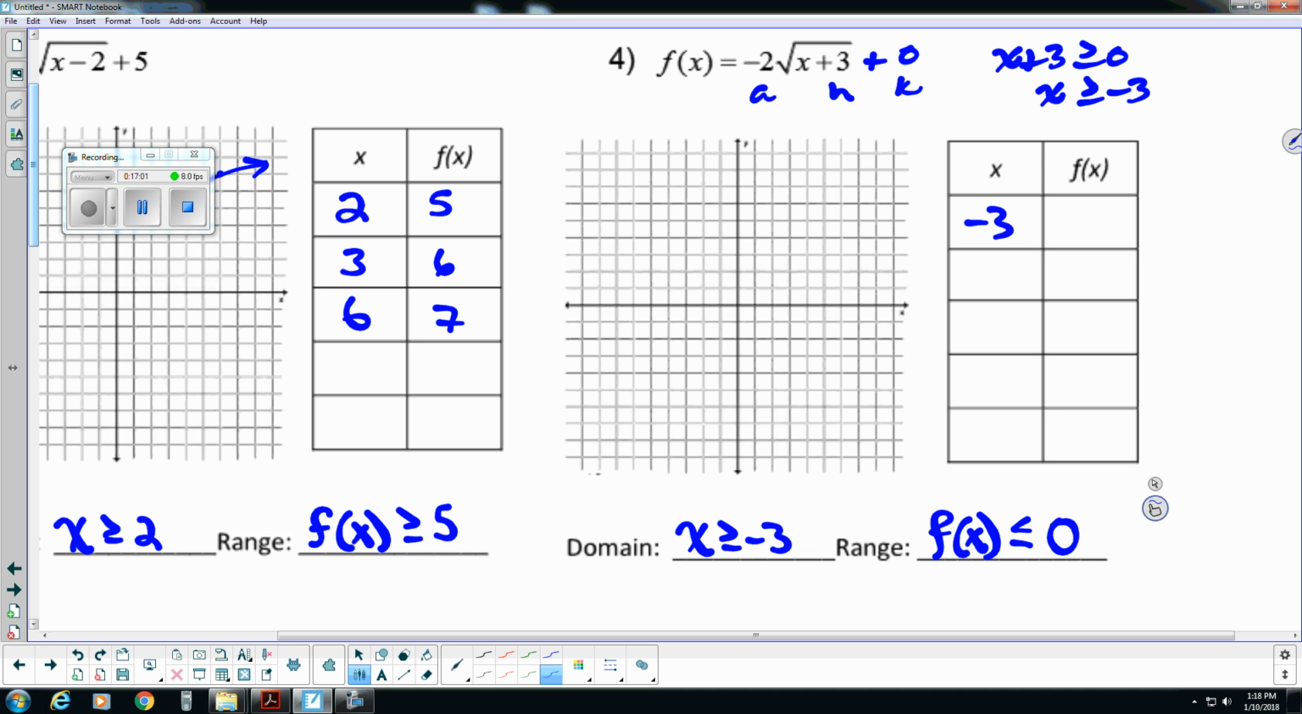That's what I'm going to start with. Now, I still want to choose numbers greater than negative 3. So I'm going to choose negative 2, 1, and 6, because those will create perfect squares, and those will give me the answers of 0, negative 2, negative 4, and negative 6. So I'm going to go ahead and plot them. Negative 3, 0. Negative 2, negative 2. 1, negative 4. 6, negative 6.